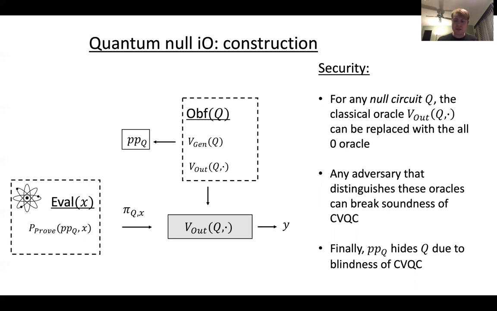Okay, so before I end, I just wanted to talk about a couple of possible extensions or open problems suggested by this work. So first you could ask, okay, I just described why security holds for null circuits, but why are we stopping there? Why can't we use this paradigm to obfuscate maybe all quantum circuits, or at least more quantum circuits than just null ones?